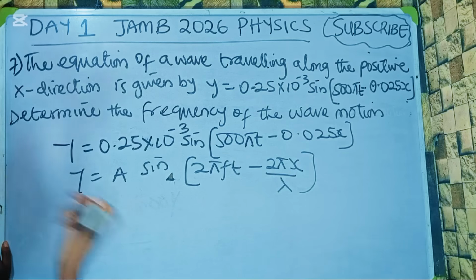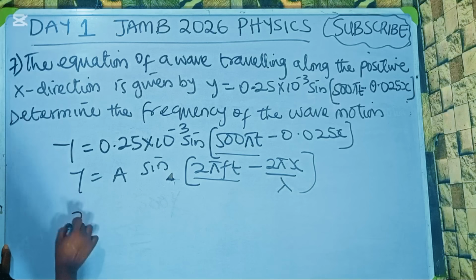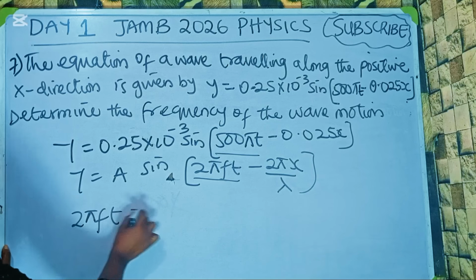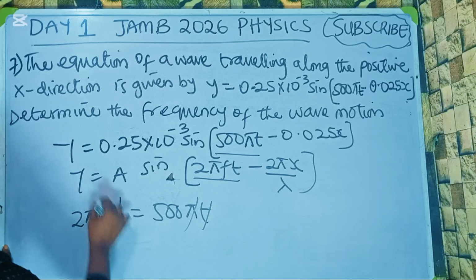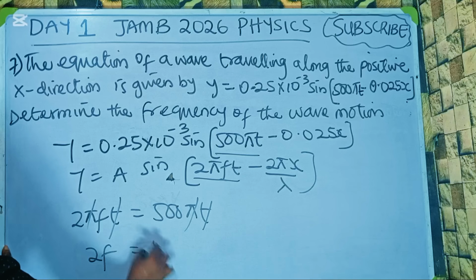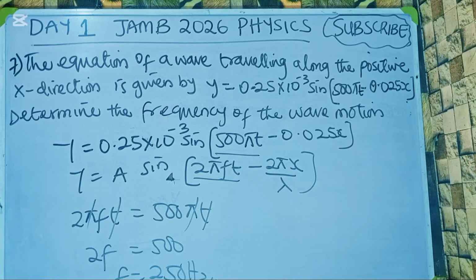Since you're looking for frequency, we're going to equate this and this, right? So 2 pi f t is equal to 500 pi t. Cancel pi t: 2f is equal to 500, so f is equal to 250 Hz, right? And this is how to solve this kind of question if you see it in your exam. Let's go to the next one.